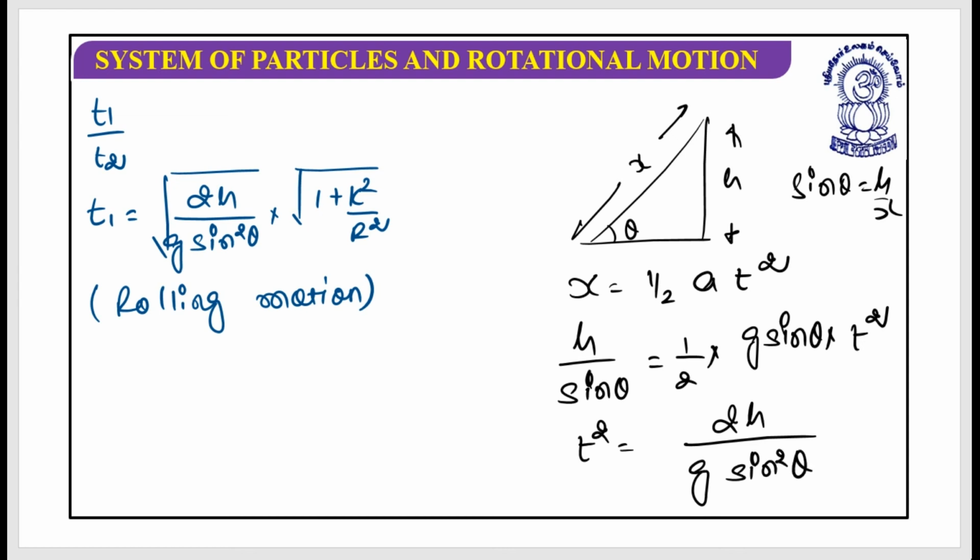That's it. So let's take a ratio of t1 is to t2. If I observe this very carefully, 2h by g sine square theta cancels out, and the only term I am left with is the under root of 1 plus k square by r square. I hope this is clear. Is it clear?